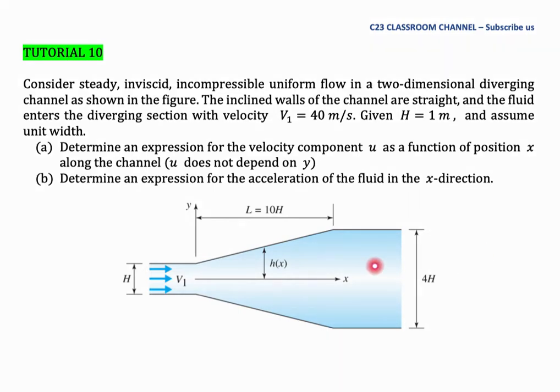So in this situation, we have a diverging section like this, and the height of the inlet section here is h, and the height of the outlet section is 4h, and this is the x direction axis, and the length from here to here is equal to 10h, and the height of this inclined section is given by h(x), h as a function of x.